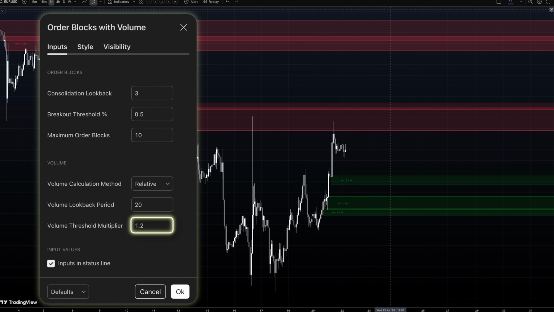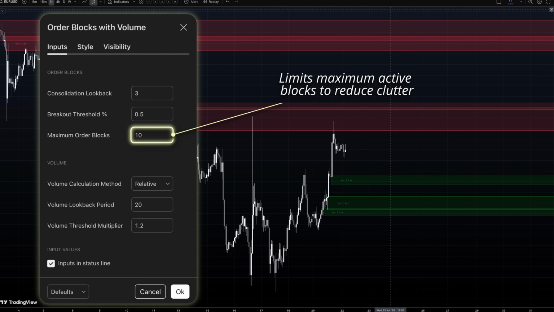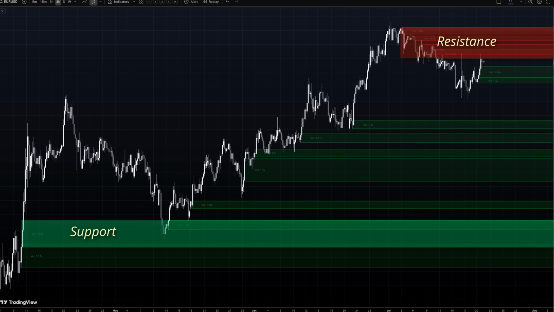The volume threshold multiplier determines minimum strength required for order block creation, with higher values filtering for more significant volume surges. The system maintains a maximum number of active blocks to prevent chart clutter. Trading applications include using order blocks as support and resistance zones, entering positions on pullbacks to unmitigated blocks, and targeting mitigation levels for profit taking.